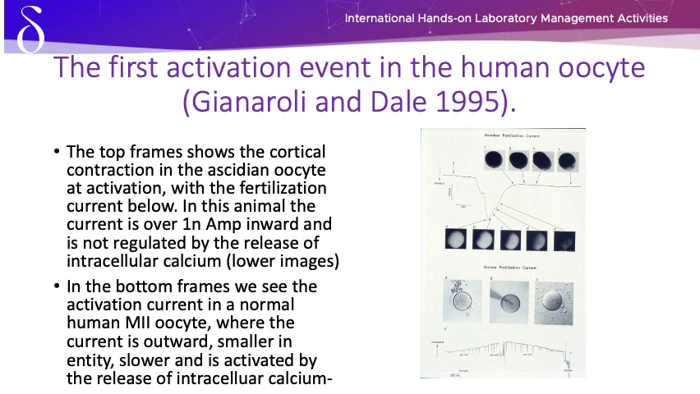In the bottom frame, we can see human M2, perfect M2, at a controlled temperature with controlled pH, and it was fertilized with a microelectrode in it. And you can see that the depolarization is, the current is outward, and that's due to the activation of calcium activated potassium channels.